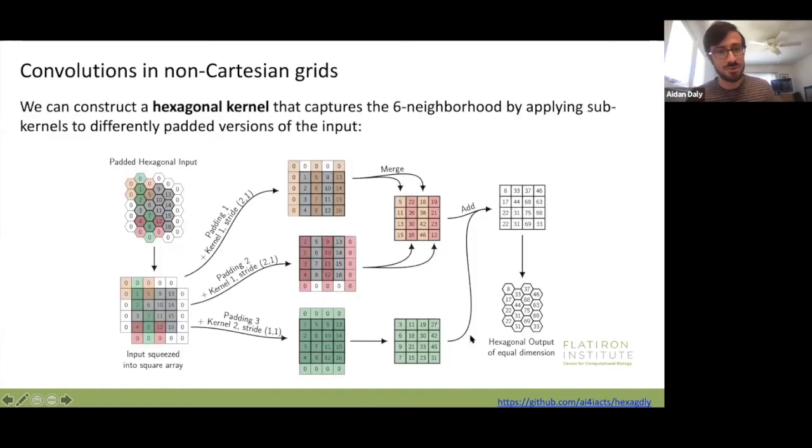And it turns out you can do this by basically just having 3 different padded versions of the input, doing convolutions on them and merging them together. So there's a hack that you can do to get a true hexagonal neighborhood representation in this, and we can easily update any network that we have to do hexagonal convolutions instead of Cartesian.